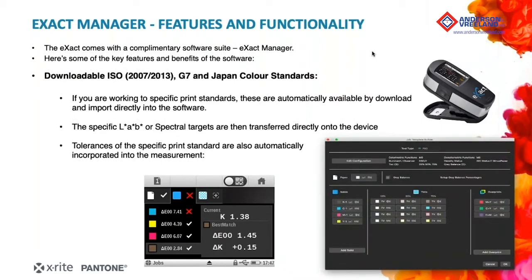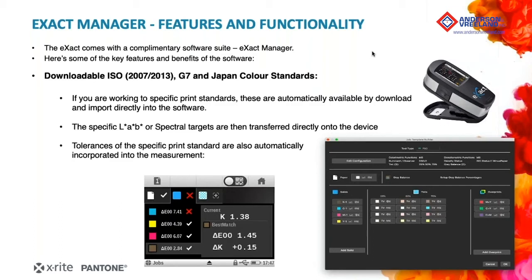If you want to conform to international print standards rather than just your own internal workings, then these are also directly available through eXact Manager. There's a download button in the software for the job templates. It will download to your local Mac or PC all of the master job templates built around these international print standards, whether you're working to G7, ISO, Japan Color, etc. Okay, these are pre-built, so you don't need to measure anything at all.